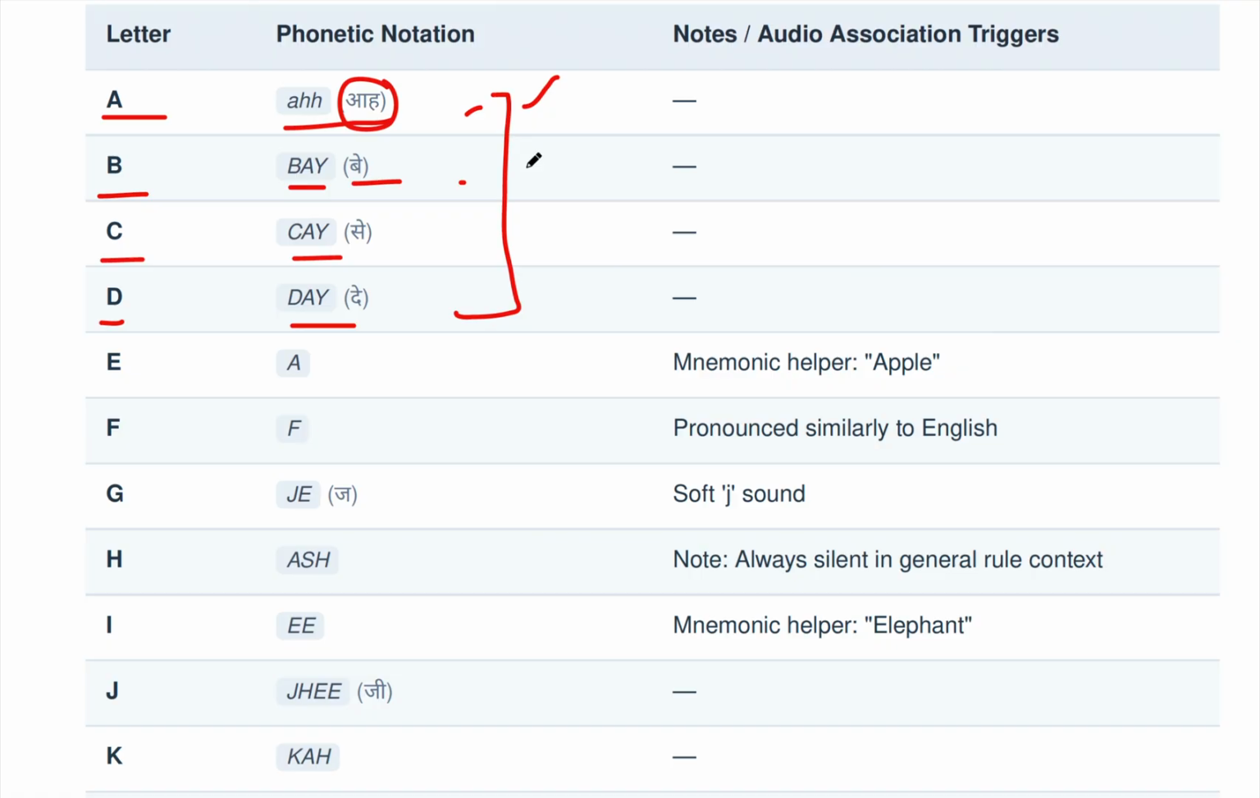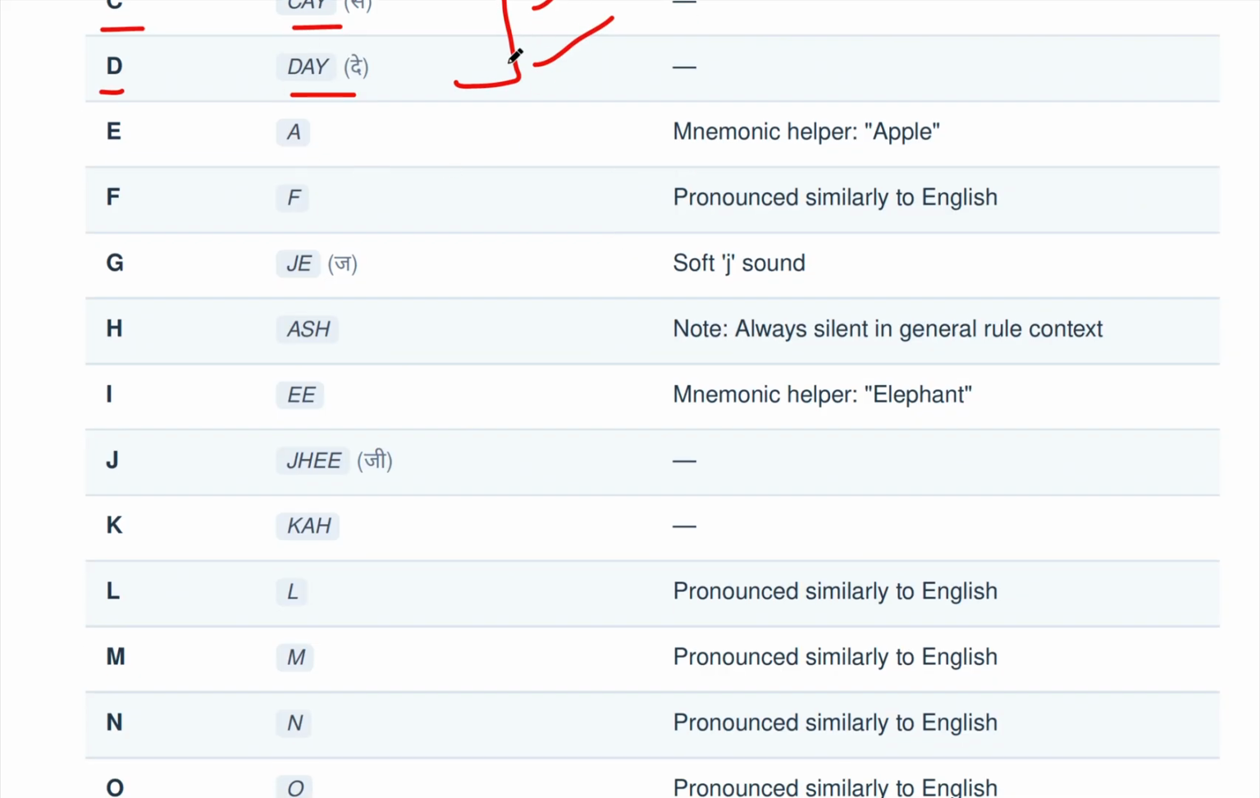A, B, say, day. A, B, say, day. Next, E will be pronounced like A for apple. Okay, E will be pronounced like A, as A for apple.